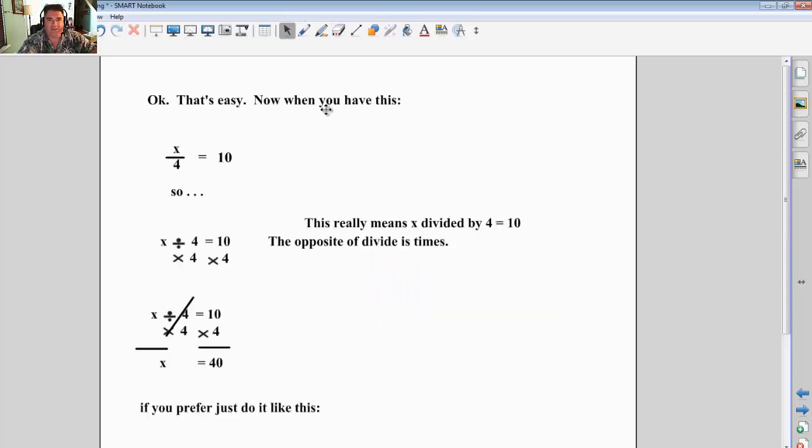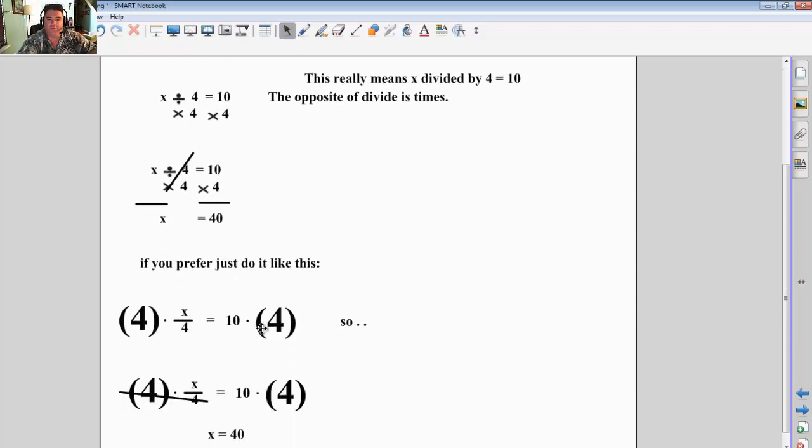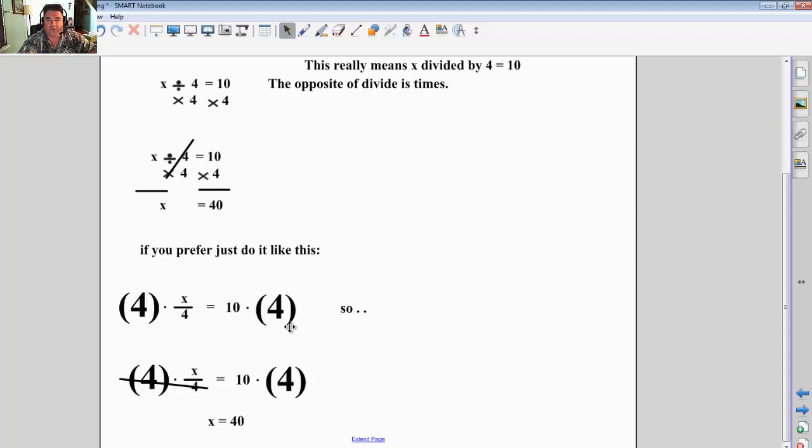Okay, that was easy. Now when you have this, you have x over 4 equals 10. Well, just think of it like x divided by 4. So what's the opposite of divide by 4? And hopefully you say times 4. Times 4 to one side, times 4 to the other. The divide 4 and times 4 cancel each other out. So that goes away, leaving just the x. And over here, 10 times 4 makes 40. If you prefer, you can just do it like this. Times 4, these cancel out, x equals 40. This is a method that if you get used to, it really helps.